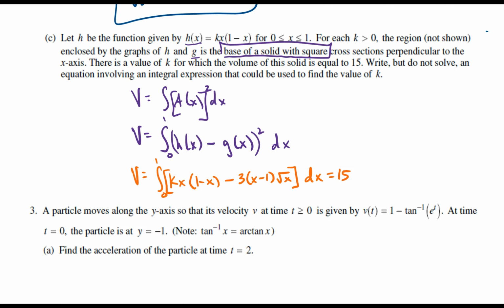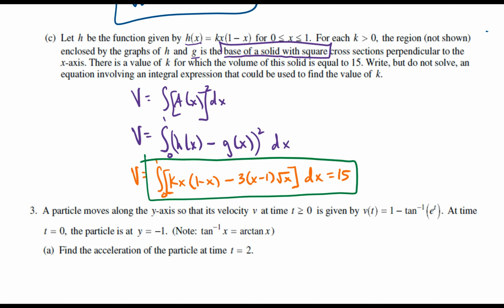This right here is what they're looking for. That function. Here's my g of x function. Here's my h of x function. Here's my g of x function. We're subtracting them. And then don't forget that we also have to square it. And that's equal to 15. And that's it for question number 2.